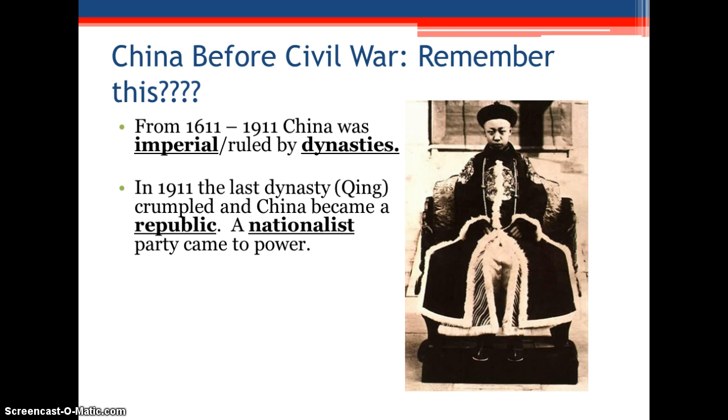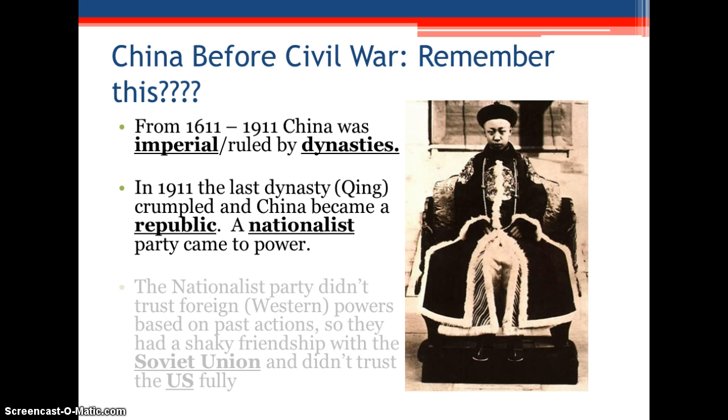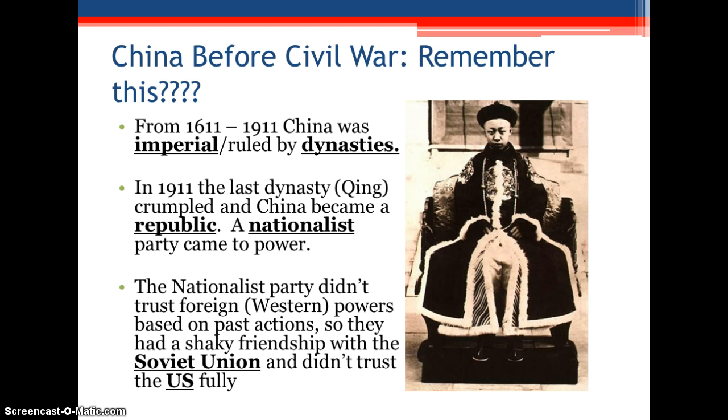So this meant that a nationalist party came to power. The Nationalist Party didn't trust foreign powers based on our past actions. So we had a shaky friendship with the Soviet Union and they didn't trust us, the United States, fully because of that imperialism conflict. Remember all those opium wars and everything that had happened during that time period that we talked about back in the fall. So the Nationalist Party was kind of isolationist.